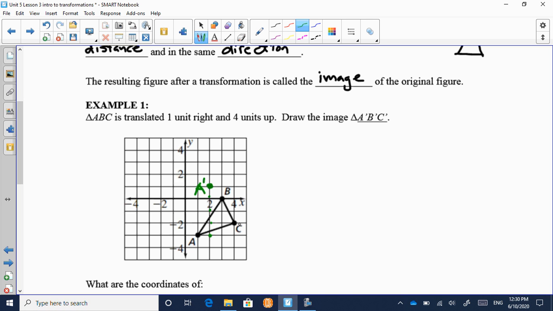Okay, now let's move C. 1 unit to the right, and then 4 up. 1, 2, 3, 4. That's C prime. And then B, 1 unit to the right. 1, 2, 3, 4 up. That's B prime. Okay, and now I'll just draw the image. And there it is. That is the image, and that's triangle A prime, B prime, and C prime.